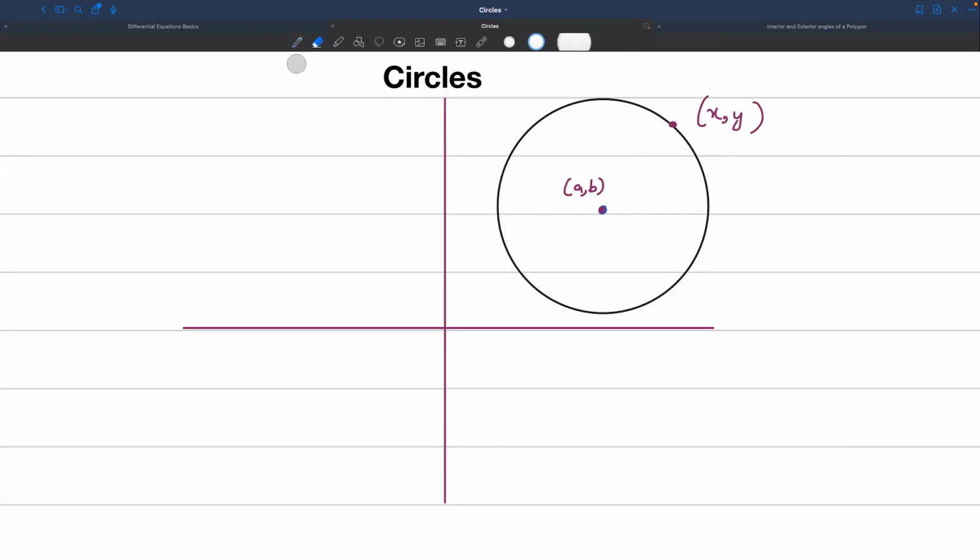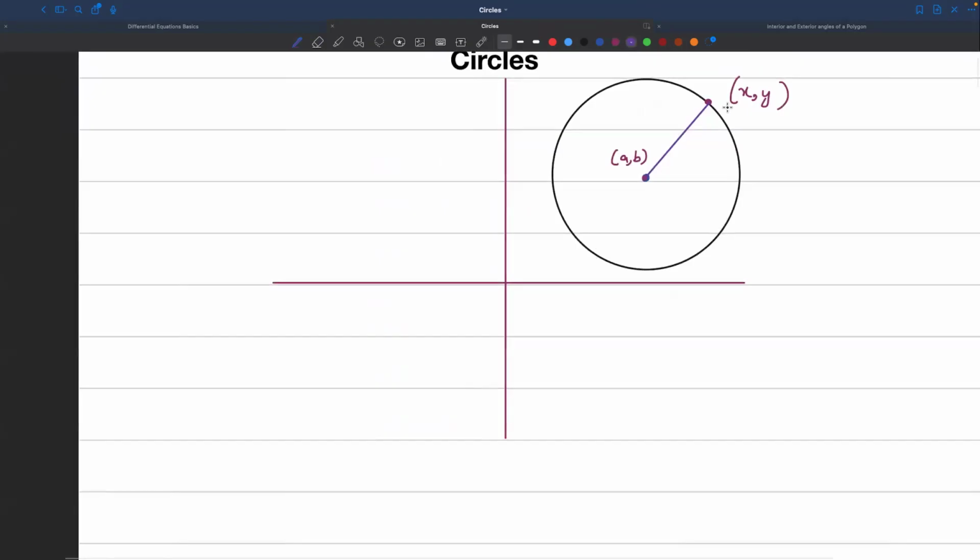If I have to find the distance of A and B, how will I find the distance? Using the distance formula, right? So the distance formula is x2 minus x1. And I know that this distance is the radius r, right? So r is equal to the square root of x minus a whole squared, x2 minus x1 whole squared, plus y2 minus y1 whole squared, which is y minus b whole squared. This is the distance formula, again using Pythagoras theorem.